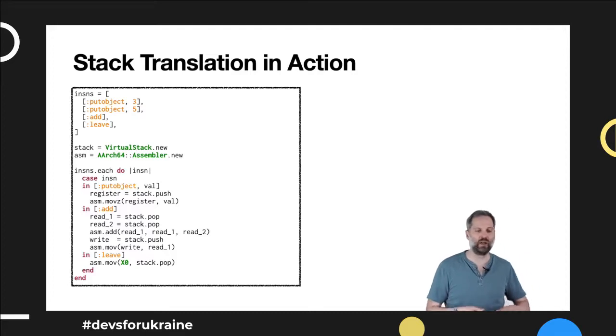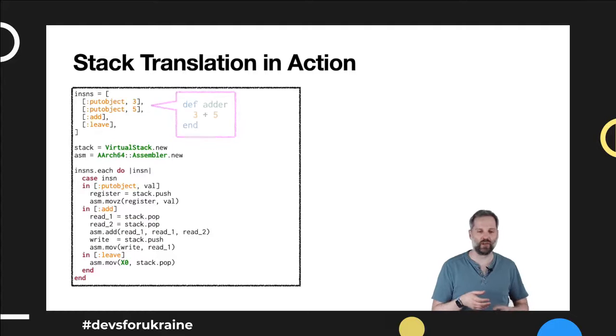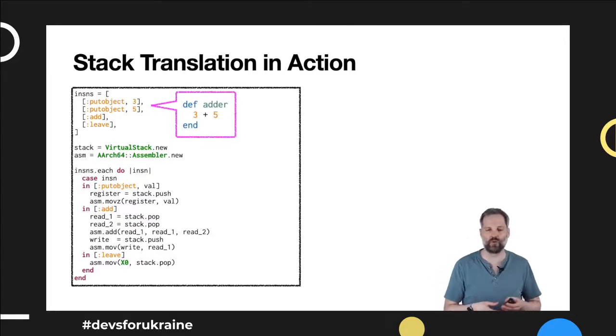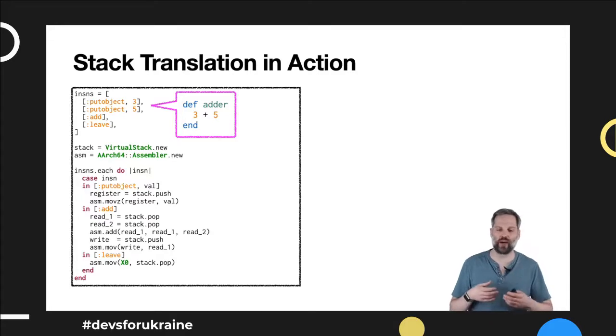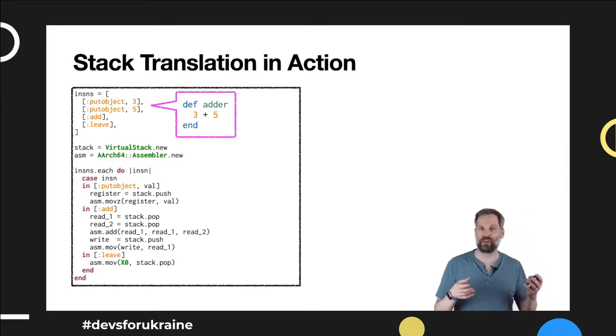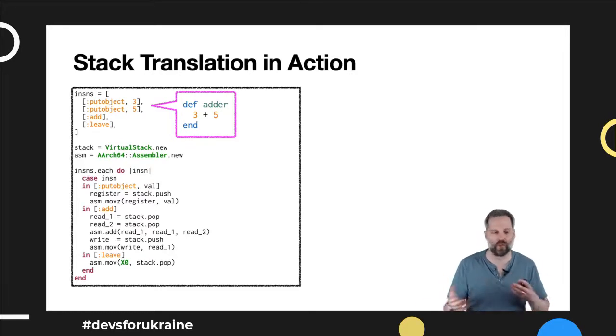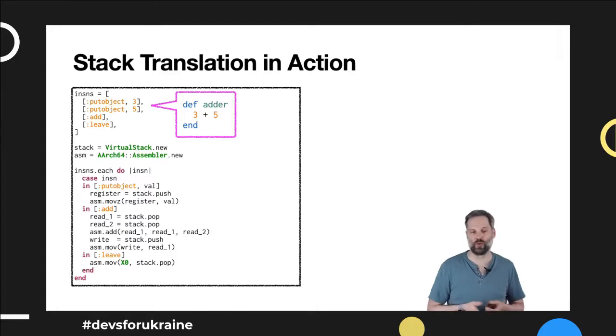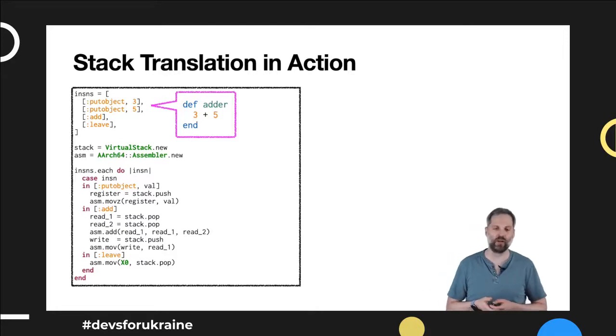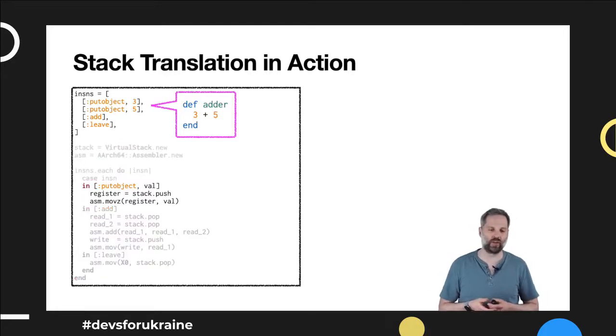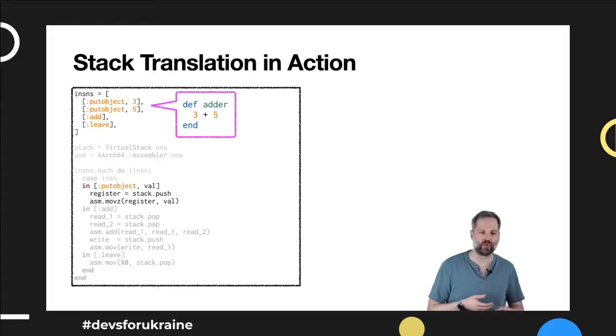Here's an example. At the top, we have the VM instructions from our sample method, this adder method. Below, we have a loop that processes each one of those instructions. We use this virtual stack object to process them, pretending as if we're manipulating a real stack, when in fact the virtual stack is just telling us which registers we need to read and write from as we're generating the machine code.